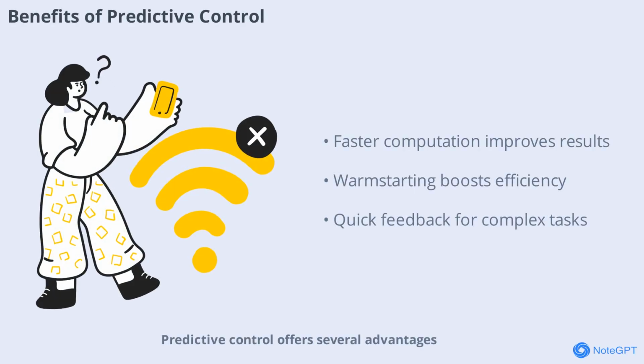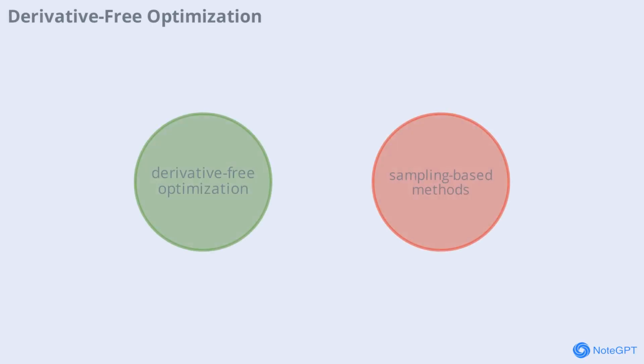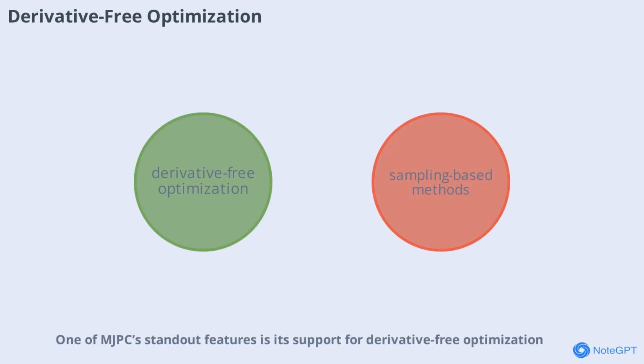Predictive control offers several advantages. Faster computation leads to better performance as more optimization steps can be taken in a given time. Warm starting, reusing previous plans, makes the process more efficient. And because the optimization doesn't need to fully converge, researchers can get useful results quickly, even for complex tasks with long behavior timescales.